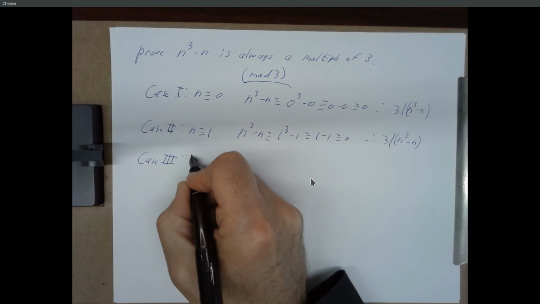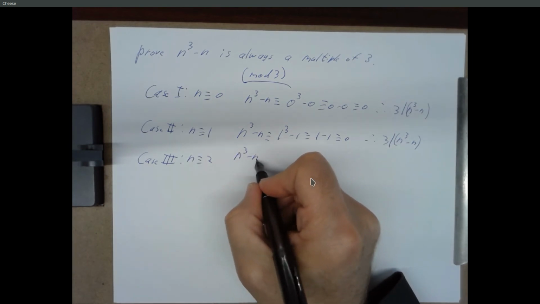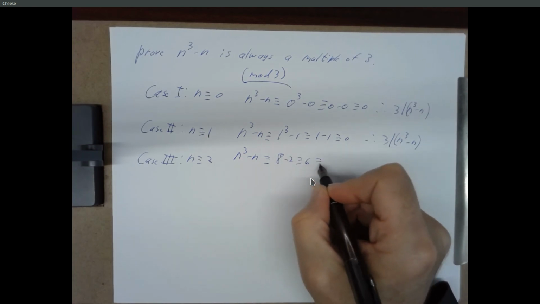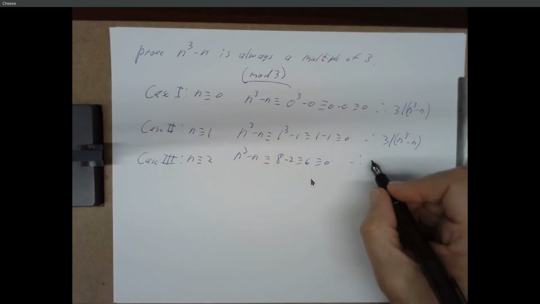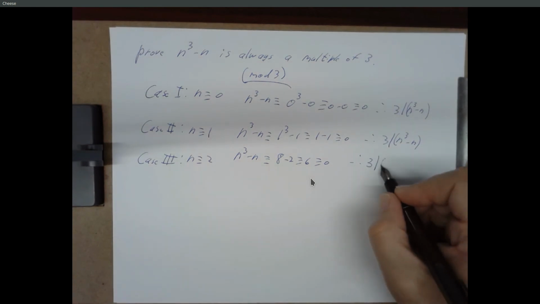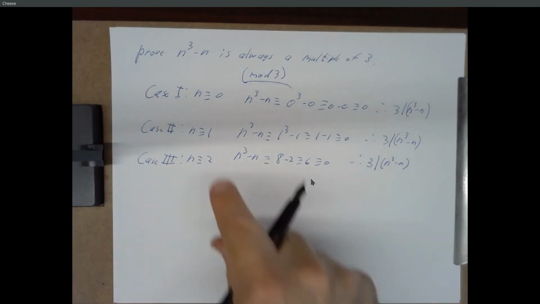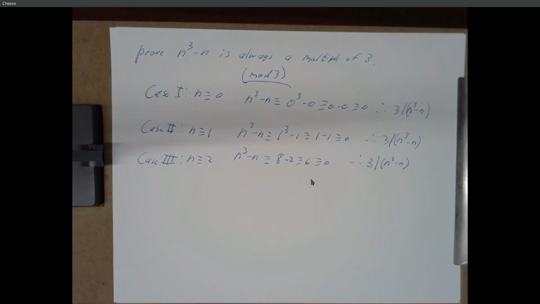And the only other possible case is n is congruent to 2, and n cubed minus n is congruent to 8 minus 2, which is 6, which is congruent to 0. And so in that third possible case, 3 still divides n cubed minus n. For any n we pick, one of these three cases is going to be true, and we've just shown 3 will divide n cubed minus n. And so 3 divides n cubed minus n for all integers n.